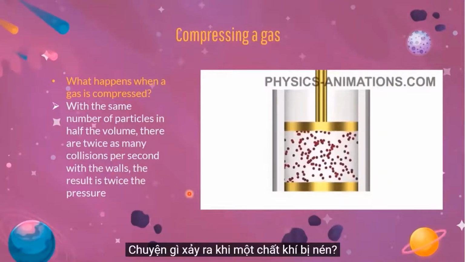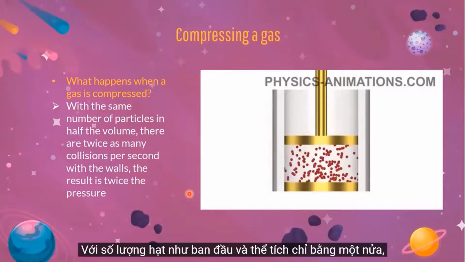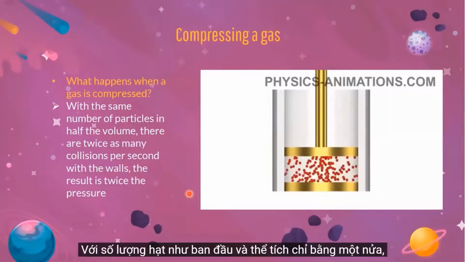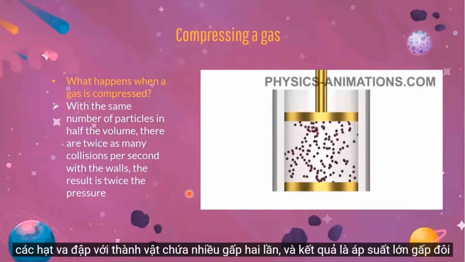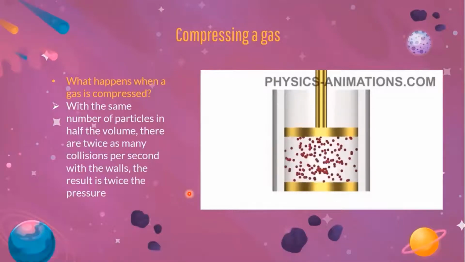What happens when a gas is compressed? With the same number of particles in half the volume, there are twice as many collisions per second with the walls. The result is twice the pressure.